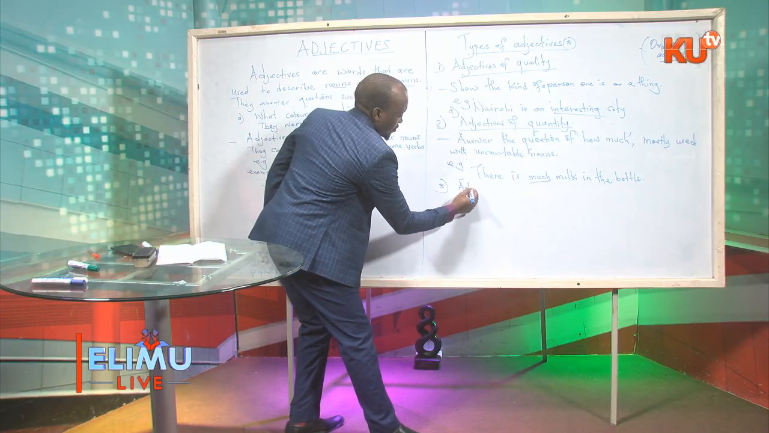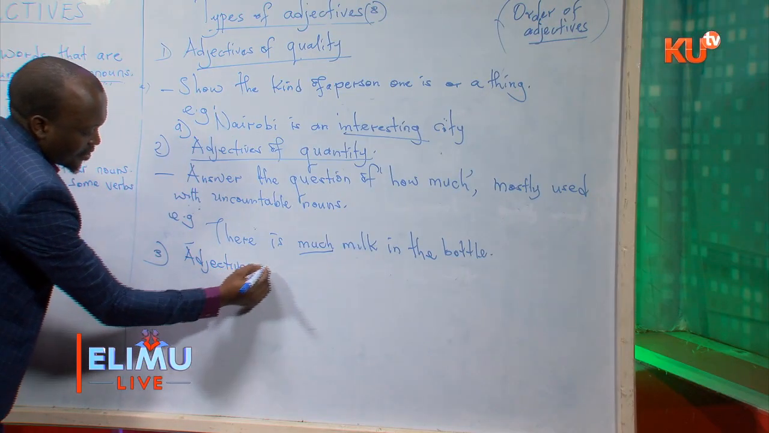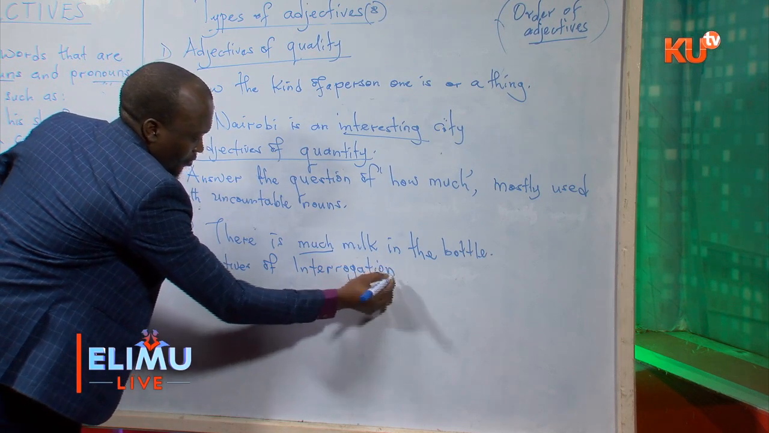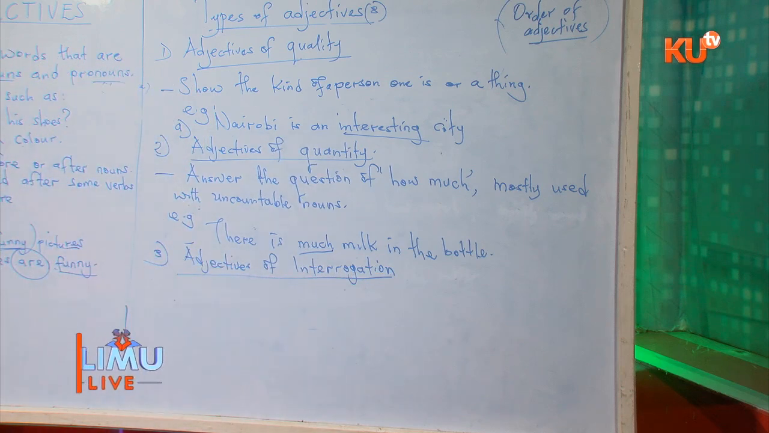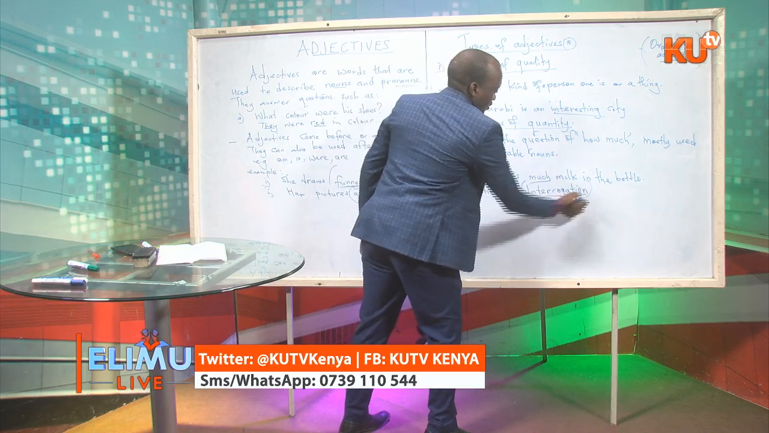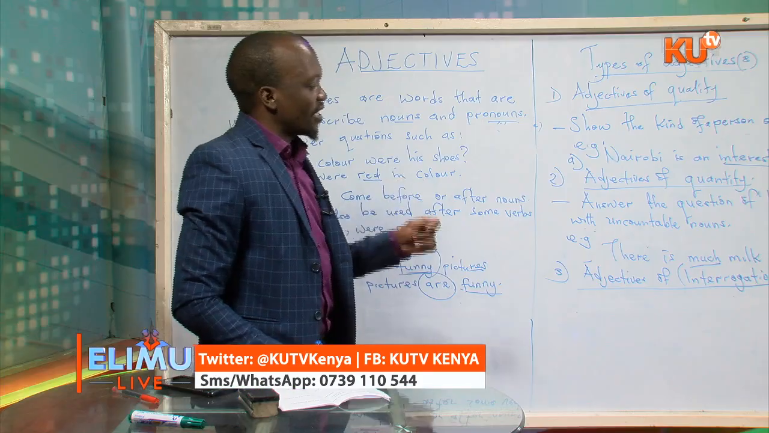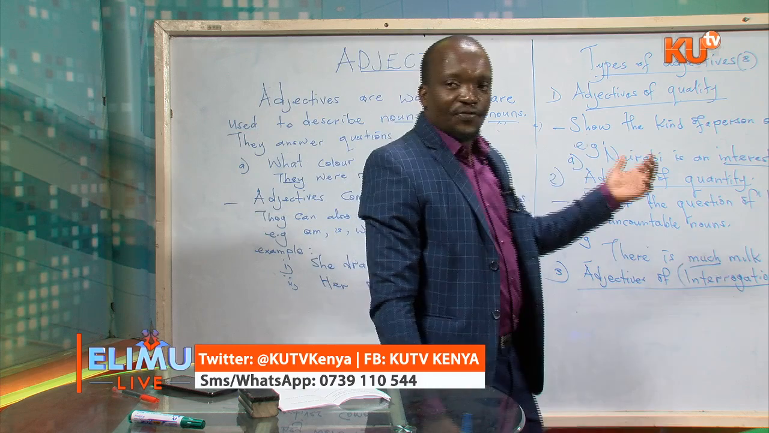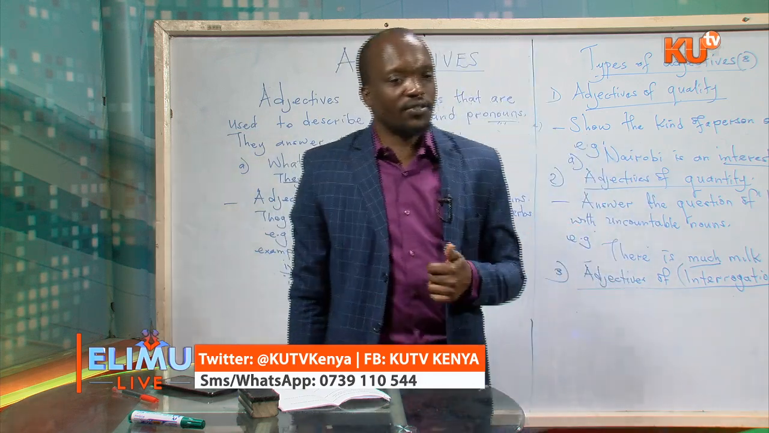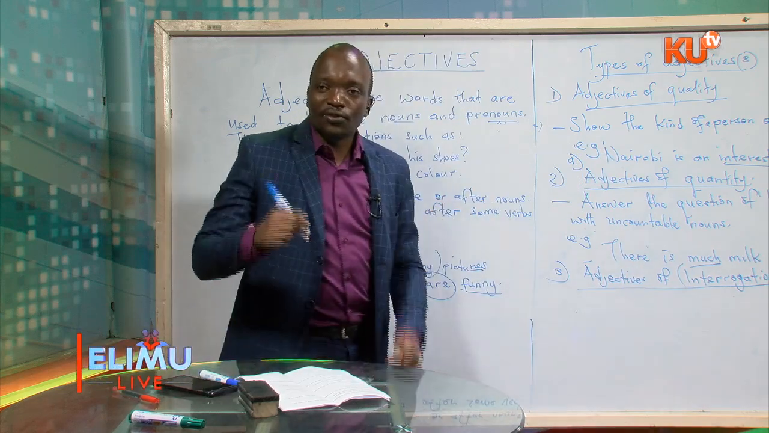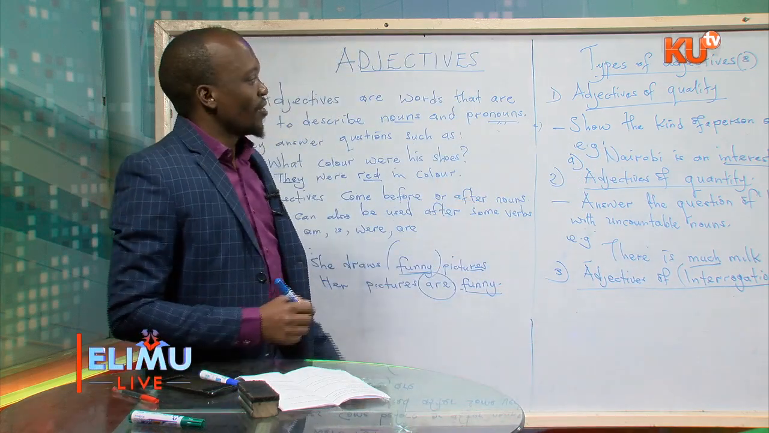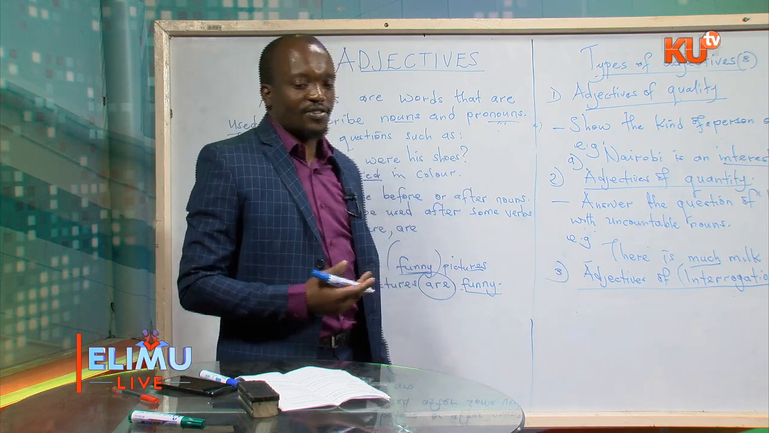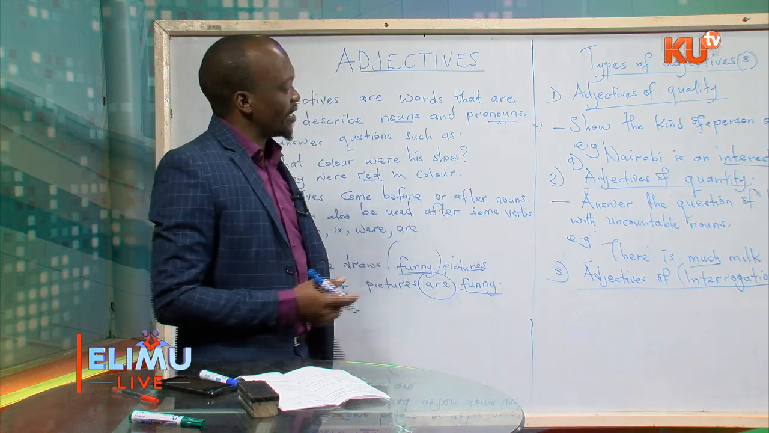I'll move to adjectives of interrogation. And from the word interrogation, you realize that it is asking questions. Adjectives that are used to ask questions. If you are a good learner, we say in English, I do, you do, we do. So if you are a good learner at home, take your pen and write these things. Most of the times, these are not the things that we teach in class. We normally stick to those stories that we find in our storybooks. We go to the sentence patterns, then we call it a day.